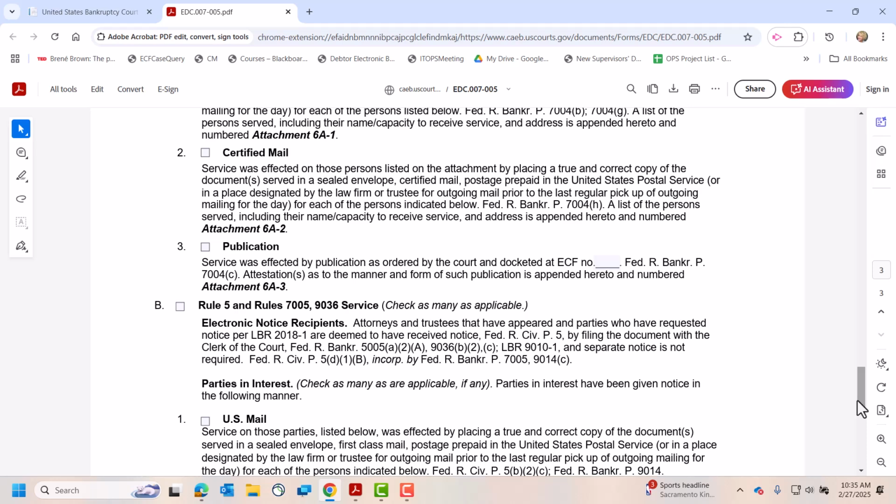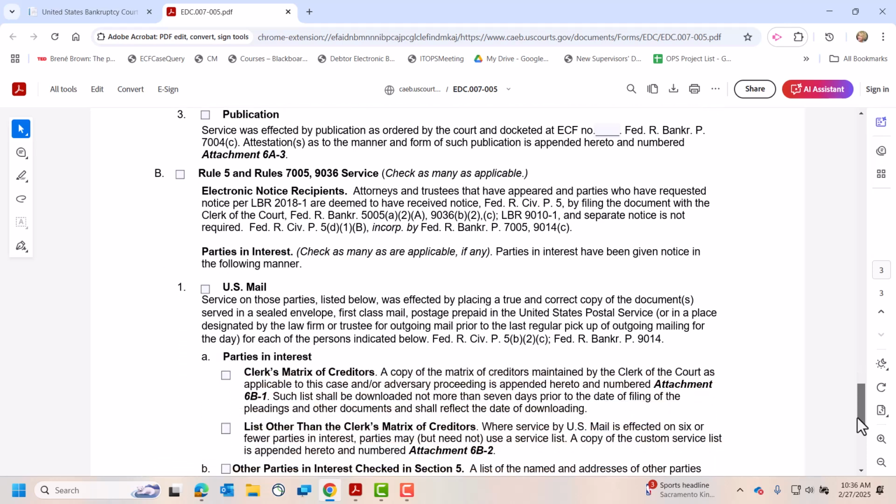Second, for any motion or other proceeding, some creditors are entitled to Rule 7004 service and others are only entitled to Rule 5 notice. It may well be that a party completing the certificate of service will need to complete both Section 6A and Section 6B on the same certificate of service. So check as many boxes in Section 6A and/or Section 6B that apply.